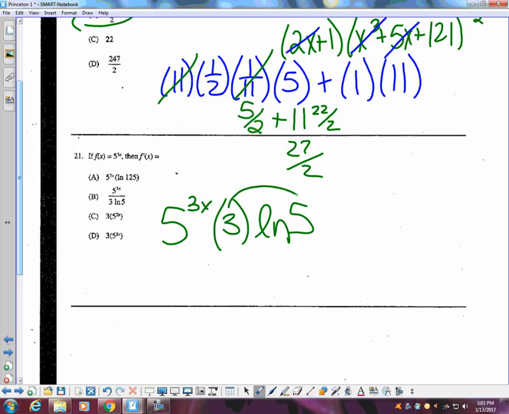Pull the 3 up as a power. So it'd be 5 to the 3x ln of 125, I think. Everybody good? Okay. 26.